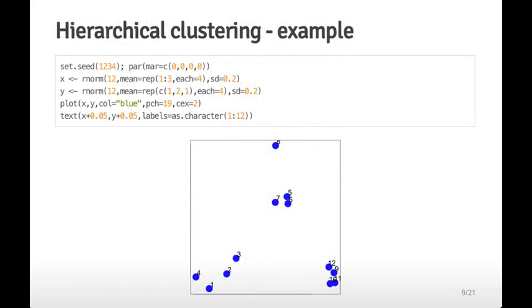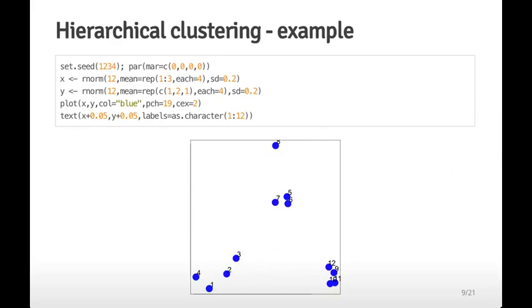So now I'm going to show you an example of hierarchical clustering. To do that, I'm going to generate a really simple simulated data set. I set the seed so that I always get the same data set out. Then I generate x variables and y variables such that there are 3 clusters. There's a cluster down here on the left, that's the first 4 observations. Then there's a cluster up here in the middle, that's the second 4 observations. And then the third 4 observations over here on the right. I've also used the text command to label them with the numbers so it's a little bit easier to see.